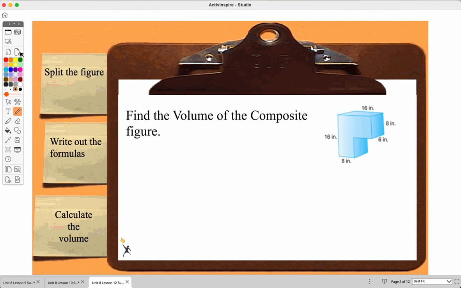All right. So the first thing we want to do anytime we find the volume and surface area of compound figures is split the shape up into figures that we know, standard shapes, whether it's a cube, a rectangular prism, a triangular prism, or a pyramid. We want to split it up into one of those 4 different shapes so that we can find them. So the first thing we're going to do is split the figure, and here I'm going to split it right here.